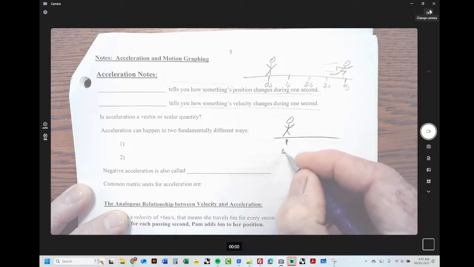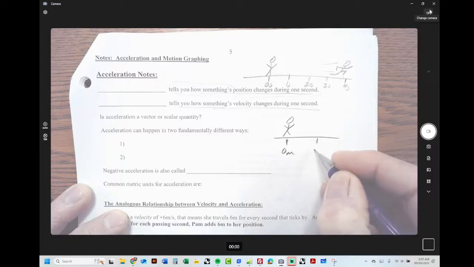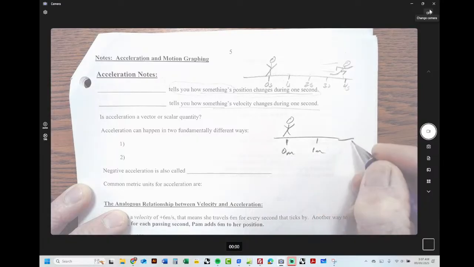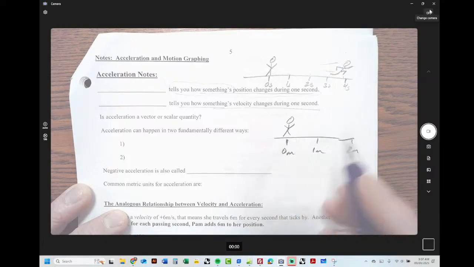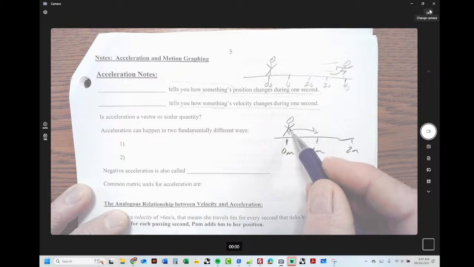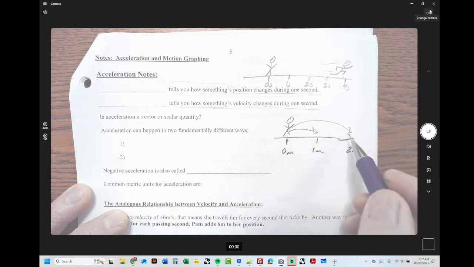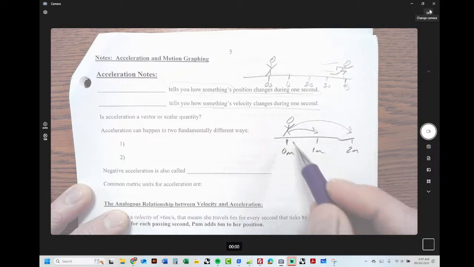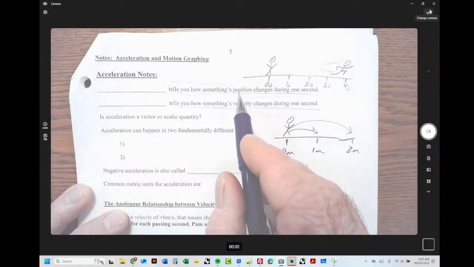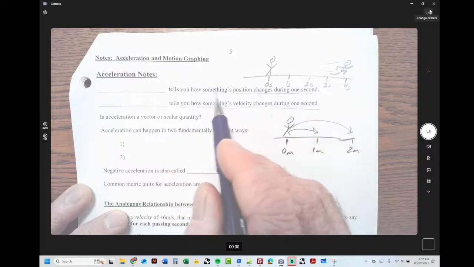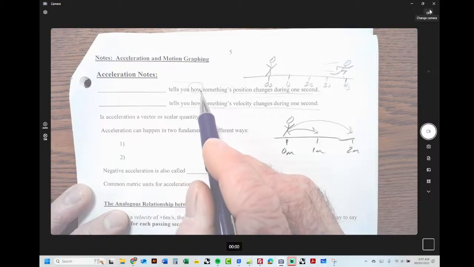If this is a 0 meter mark, this is the 1 meter mark, this is the 2 meter mark. So in 1 second, somebody could go from here to here. Or in 1 second, they could go from there to there. What would they have to be doing differently if they were going to, yeah, so speed. So this is speed.